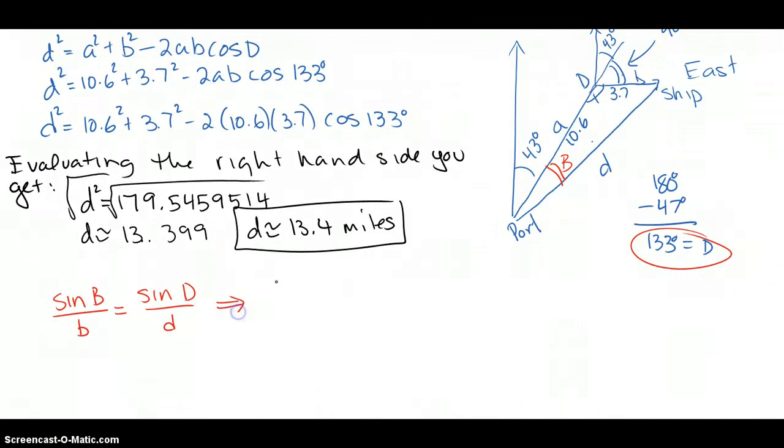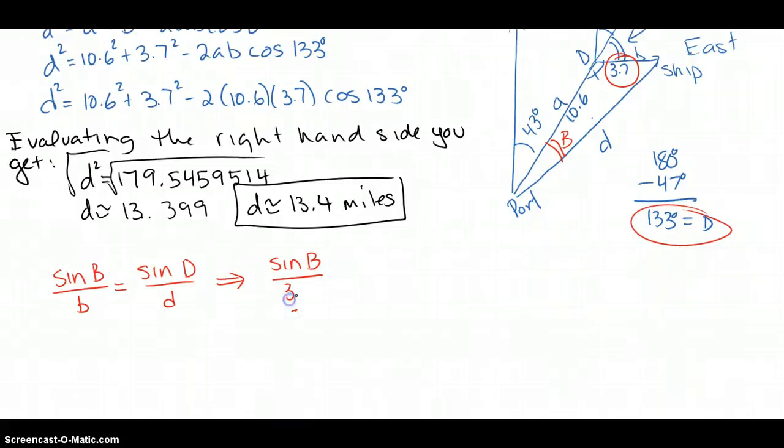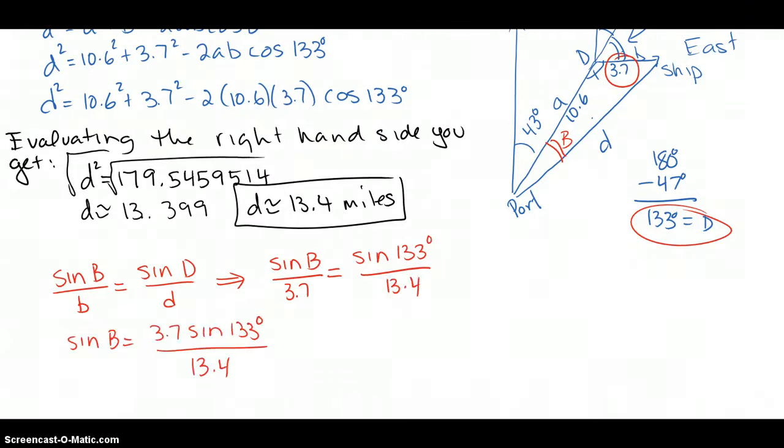So what does this imply? This means sine of B, which is what we're looking for, over little b. Little b we know is 3.7, equals sine of D. D we know is 133 degrees over little d, which we just found is 13.4. Now solving for sine of B by multiplying both sides by 3.7, you get sine of B equals 3.7 sine of 133 degrees over 13.4. Figuring this out, you get approximately 0.20194 and so forth. Try not to round.